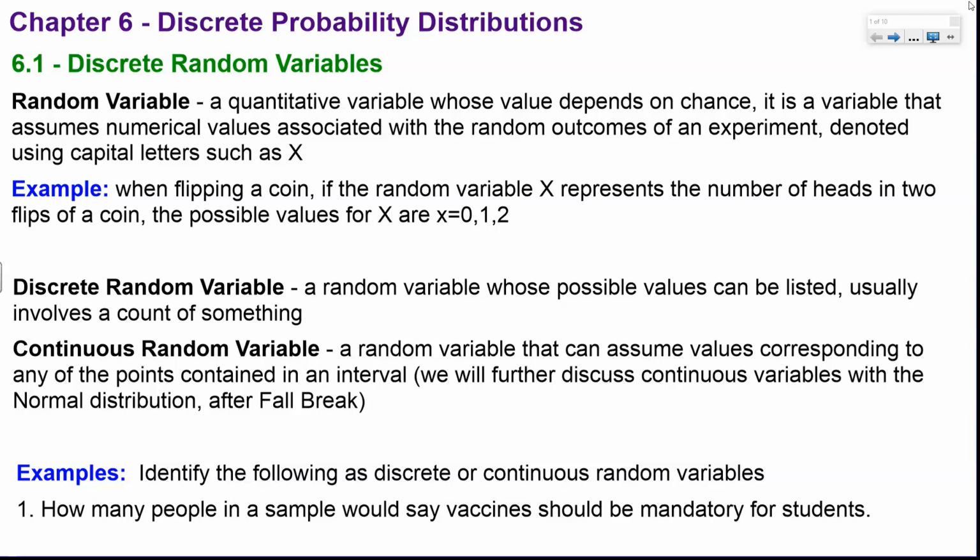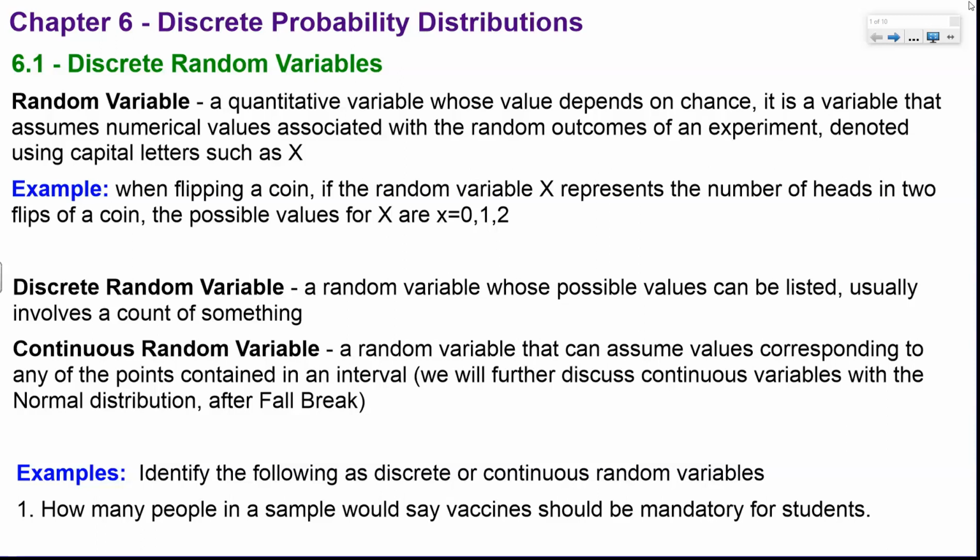But then talking about the different types of random variables, just like with general variables, we have discrete and continuous random variables. So discrete random variables are random variables whose possible values can be listed. It's usually a count of something, so you may remember that back from chapter 1. Discrete variables are when we're counting something, we're able to list the entire, like sample space, if you want to think of it that way. We could list all those possibilities if we wanted to.